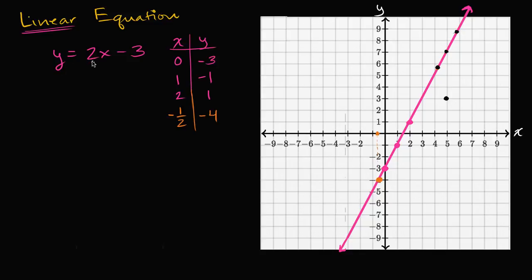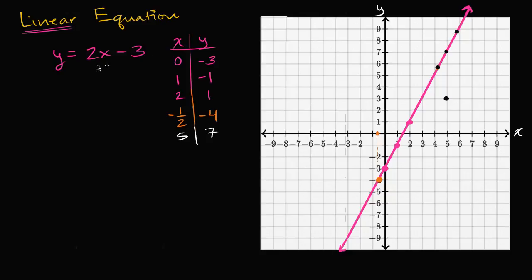And indeed that's the case. 2 times 5 is 10, minus 3 is 7. The point (5, 7) satisfies this linear equation. So if you take all of the xy pairs that satisfy it, you get a line. That is why it's called a linear equation.